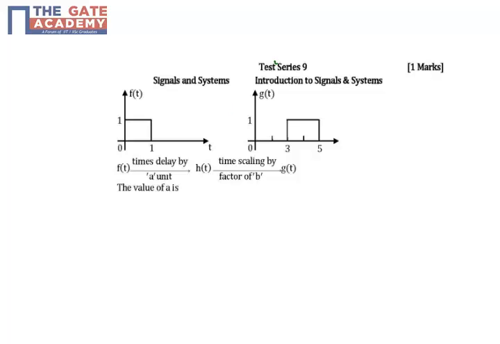Help from this question from the test series number 9, 1 marks problem. Subject is signals and systems, topic is introduction to signals and systems. We have one signal f(t) and we want to convert it to g(t) with the help of time delay and scaling. So what I need to do is, I have one f(t), I am applying some time delay and some scaling.